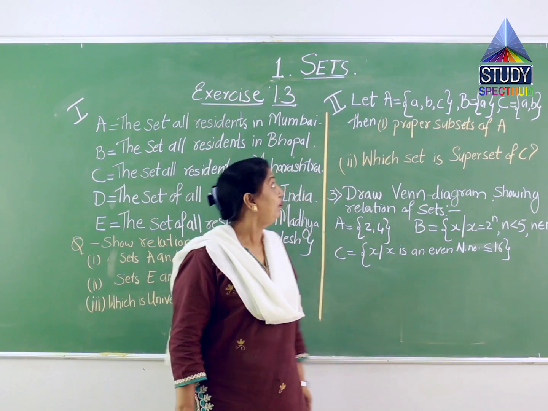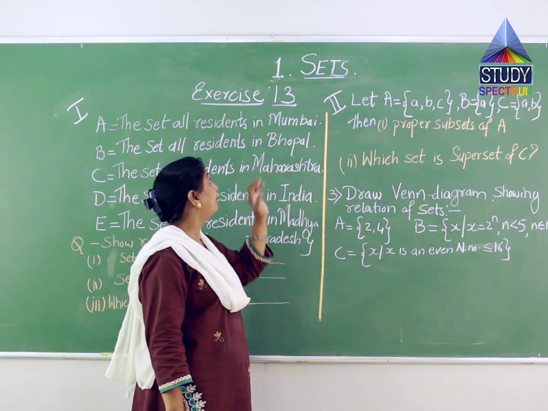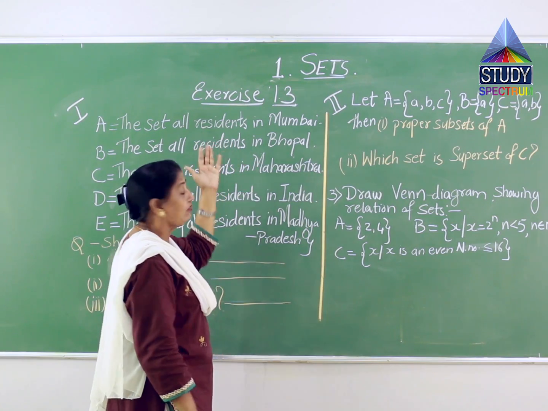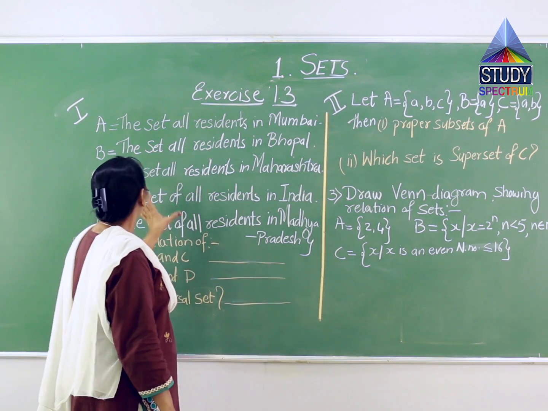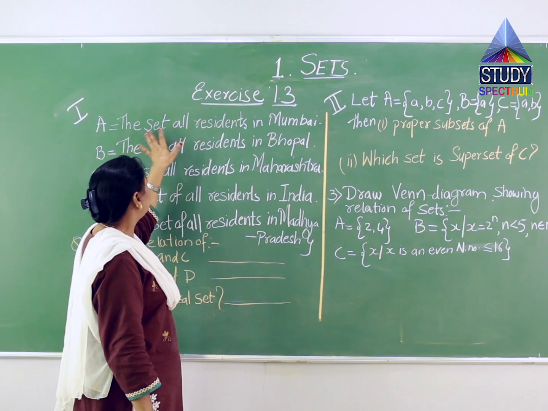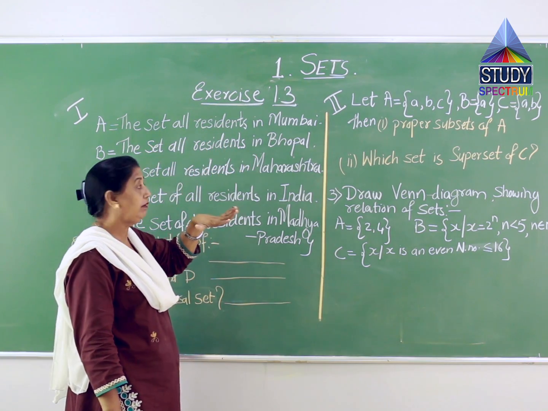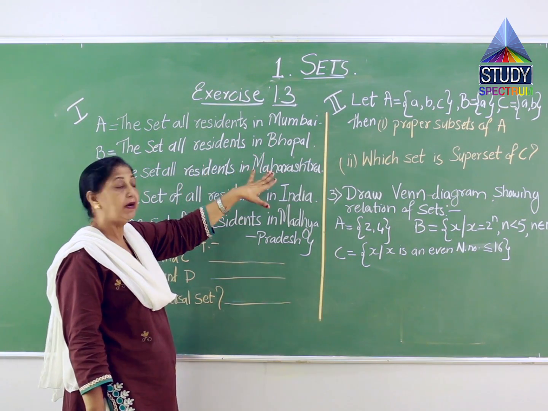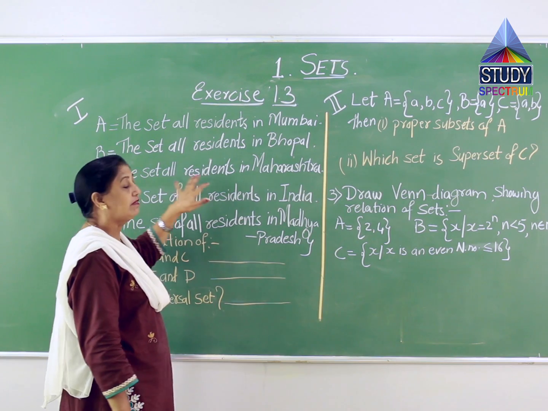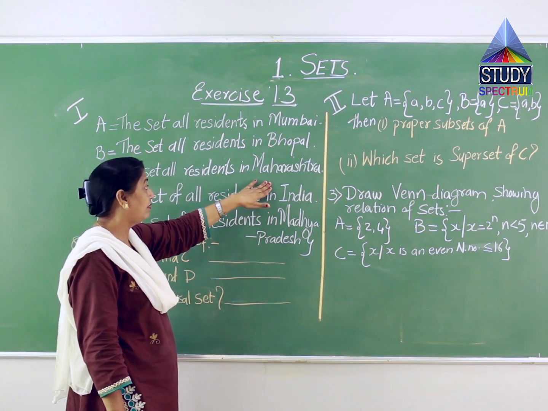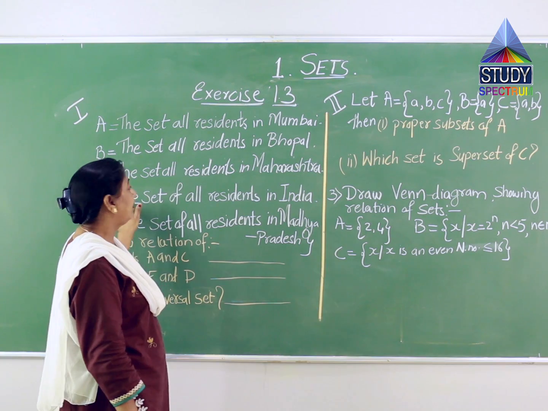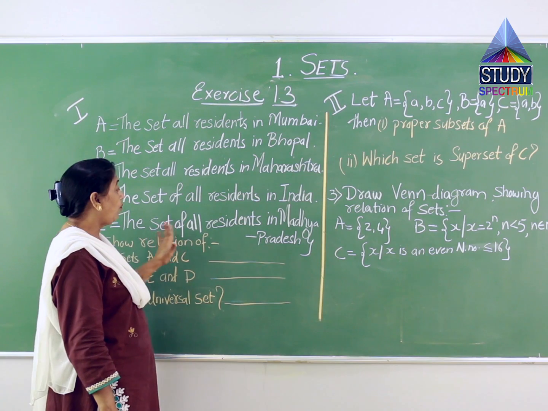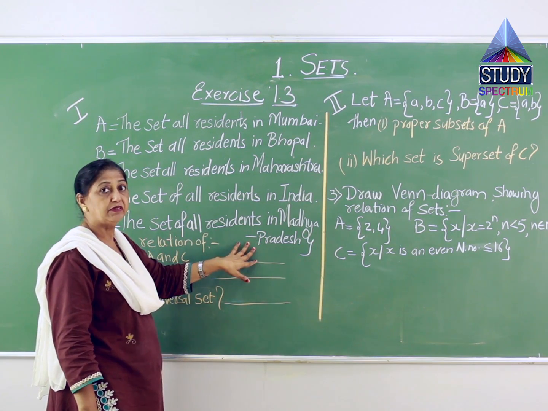So children, let's move further and I'll now explain exercise 1.3 given in your textbook. In the first question, they have given different sets. Set A is the set of all residents in Mumbai. Then set B consists of all the residents in Bhopal. There is a set C which consists of all the residents in Maharashtra. Then there is a set D which consists of all the residents in India. E is the set of all residents in Madhya Pradesh.